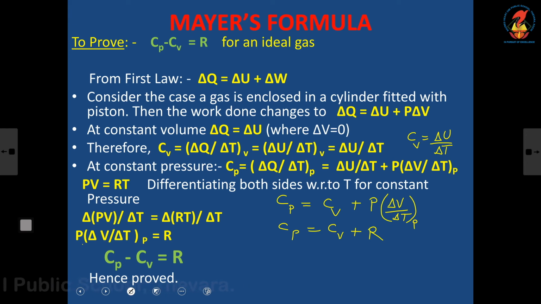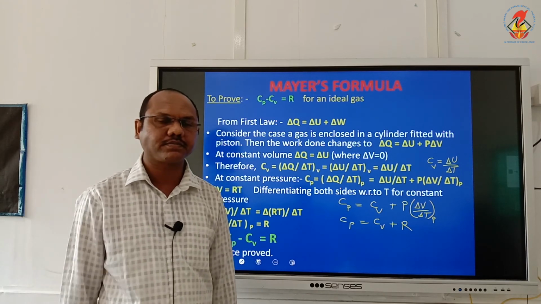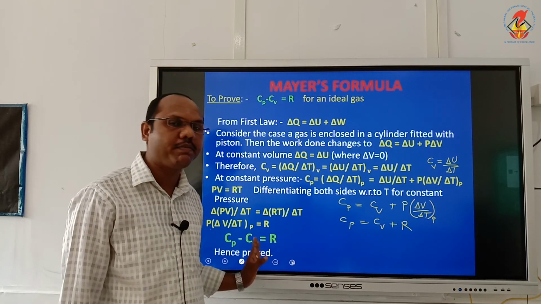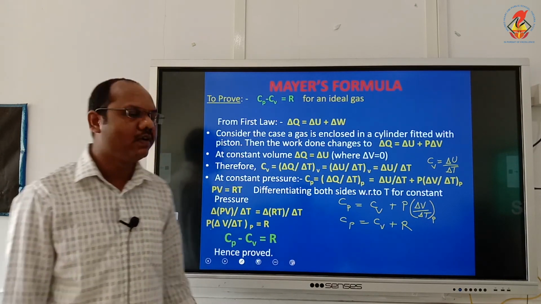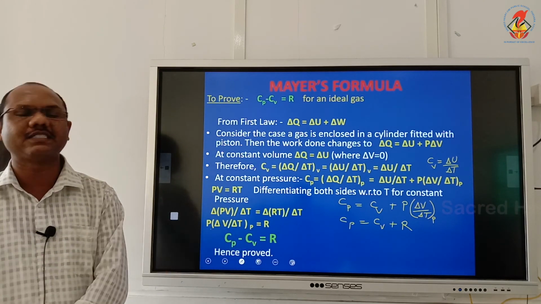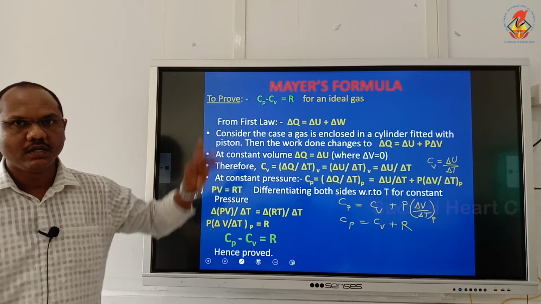From here take Cv to this side. So, Cp minus Cv is equal to R. This is Mayer's relation. Cp minus Cv is equal to R, where R is the universal gas constant. So, please take down.